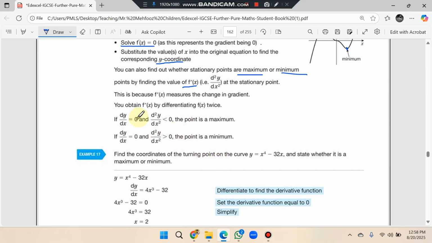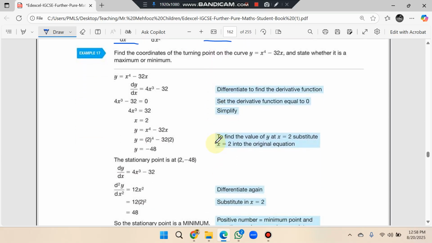So here you can see that if the derivative equals 0 and the double derivative of the same function is less than 0, the point is a maximum point, right? This is the main conclusion. If the derivative equals 0 and the double derivative is greater than 0, then the point is a minimum. So if the double derivative is less than 0, we have a maximum point. If the double derivative is greater than 0, then we have a minimum point. So we'll discuss an example.